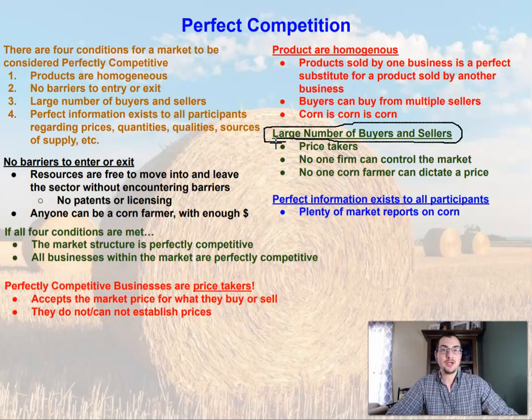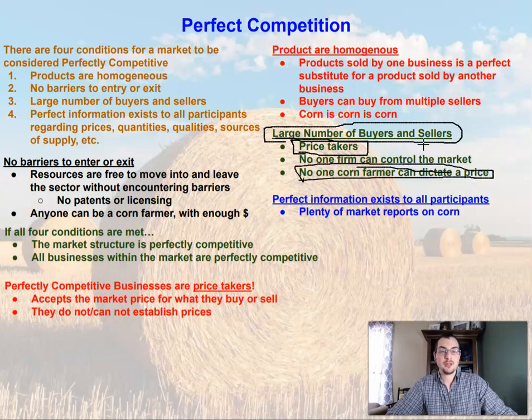There are so many corn farmers out there that no one corn farmer can actually set their price. Because they can't set their price, they're price takers, which means that they take the market price. They don't get to dictate their prices. No one firm can control the market, and no one farmer can dictate a price.